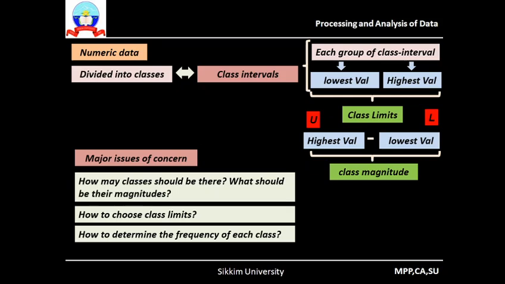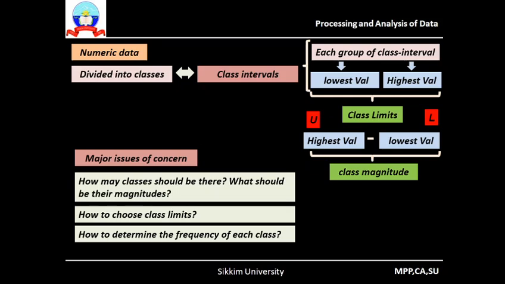So, let us try to understand it again. Classification based on class interval aims at dividing the data points into identifiable classes, which are also called class intervals. Each and every class interval has a lowest value and a highest value, which are represented by L and U. And the difference of this highest and lowest value represents the class magnitude.